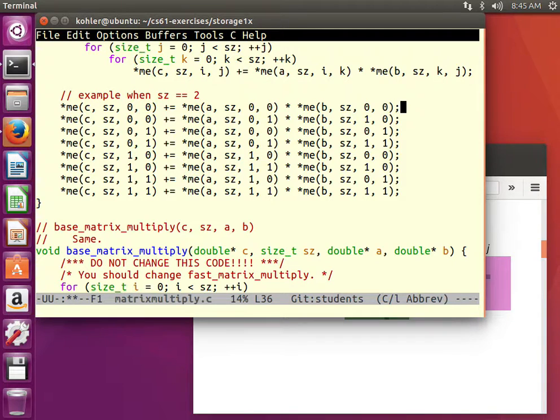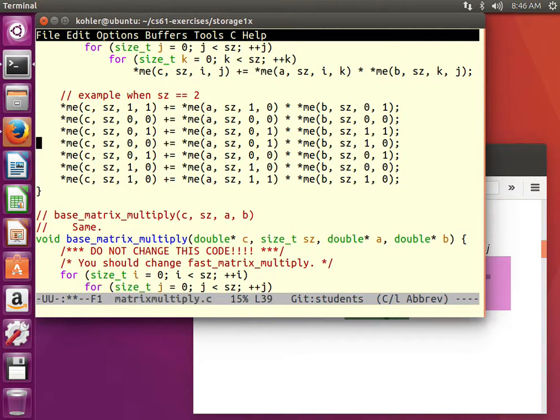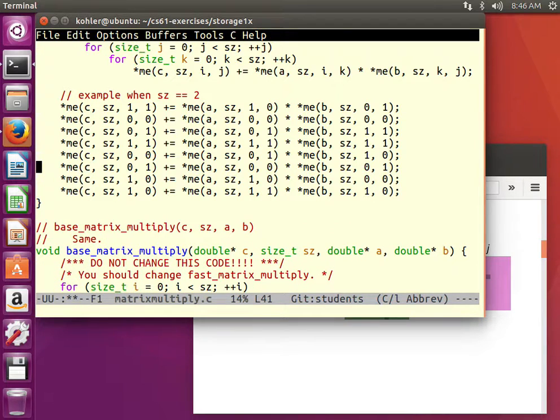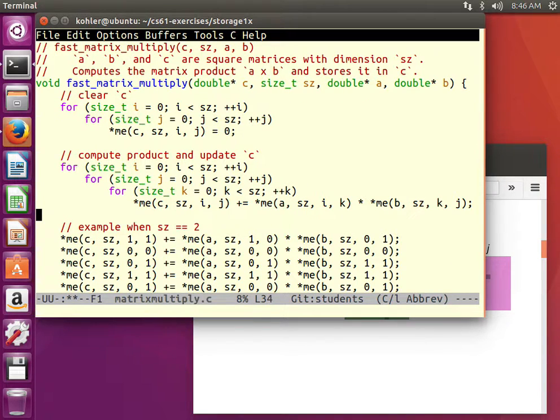Now, if you look at these, because addition is commutative, no matter what order we perform these in, we could perform them in a completely random order. And as long as we do each addition exactly once, we'll compute the same result. The answers in C will be the same. So that says that we can reorder these loops however we want.